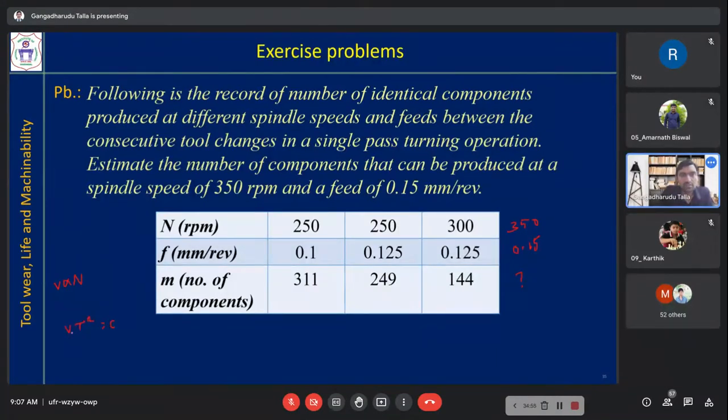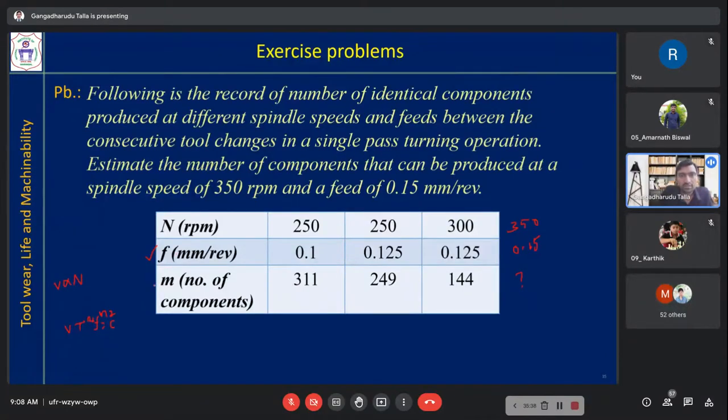we can write, and of course, because we are talking about feed also, in this problem feed is also given. So it is not simply VT power n equal to C. Some F is also there in between. Let us say F power M, where M is already given here. VT power n1, F power n2, let us say, equal to C. So instead of V, we can put N. And now there is no information directly available for T in the given table or any other description.